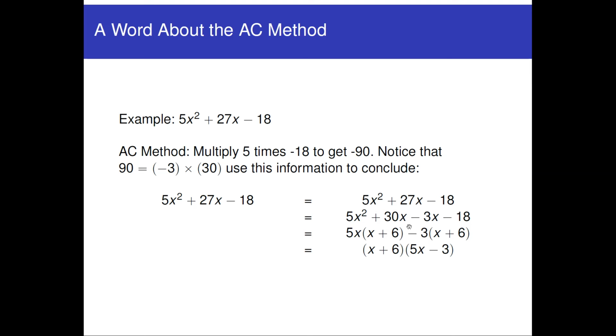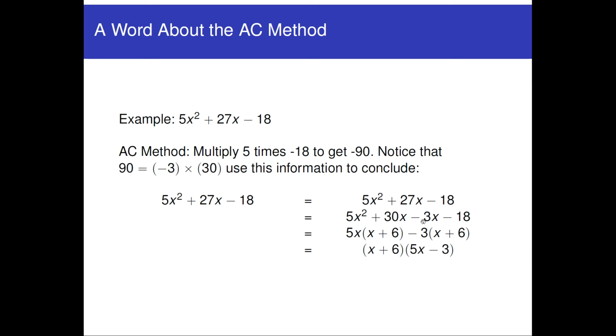And when you do that, almost by magic, you can factor something out of these first two terms, 5x, and these second two terms, negative 3, and it has to be the greatest common factor of those two pairs of terms. And then noticing that you have two terms separated by a minus sign that have a common factor of x plus 6, the x plus 6 can come out in front, and that leaves a 5x minus 3 on the tail. So that's the AC method. Multiply a times c, rewrite the middle coefficient with the right factor pair, and factor by parts.